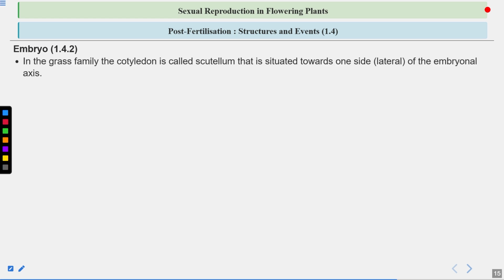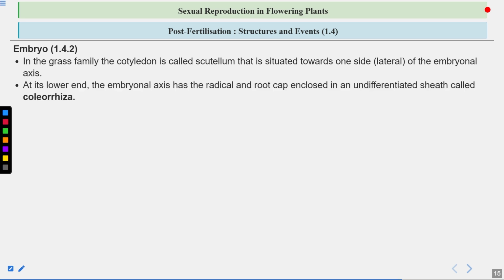In the grass family, the cotyledon is a scutellum that is situated toward the one side, the lateral side of the embryo axis. This we have seen in the diagram also. At its lower end, the embryonal axis has a radicle and the root cap enclosed in an undifferentiated sheath. It is not very much differentiated, but it is an undifferentiated sheath, and that is called the coleorhiza.